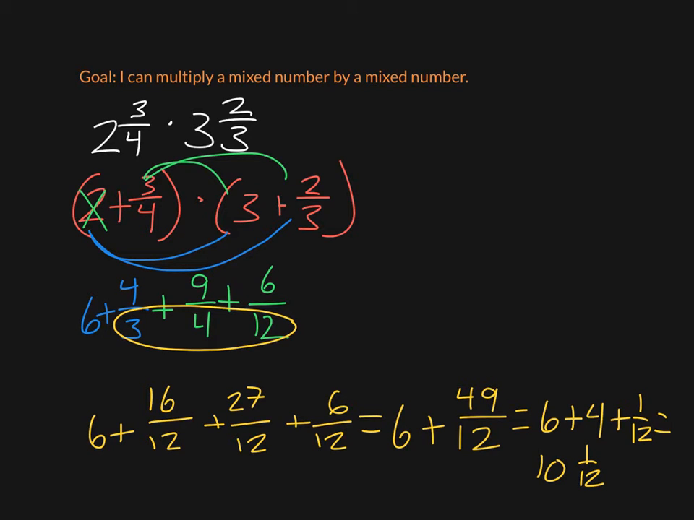Now, what I love about this method is it takes everything we've learned up to this point and puts it into use, because we're multiplying whole numbers by whole numbers. We're multiplying whole numbers by fractions. We're multiplying fractions by fractions. We are finding equivalent fractions and common denominators. We are taking fractions greater than 1 and writing them as mixed numbers. So it literally takes everything we've done up to this point and puts it to use.